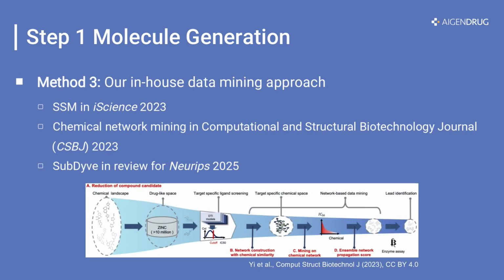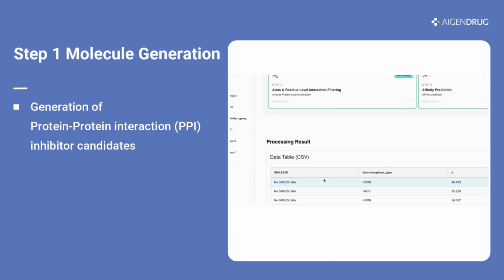The third approach is based on our novel molecule mining technology published in CSBJ 2023. This method is to mine large chemical databases such as ZINC or your own compound libraries by exploring chemical similarity networks, starting with active molecules in your assay data. We have reported our success in identifying and confirming 2 CLK1 inhibitors from ZINC. We further developed and used our chemical network mining technology, SubDive, to reflect your assay data more effectively, which is in review for NeurIPS 2025. Here we show screenshots for molecule generation.